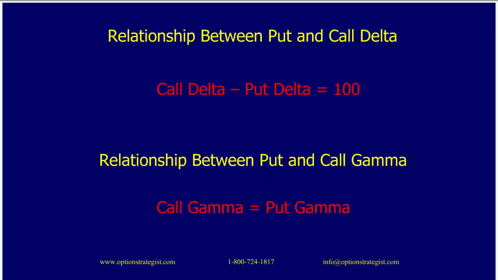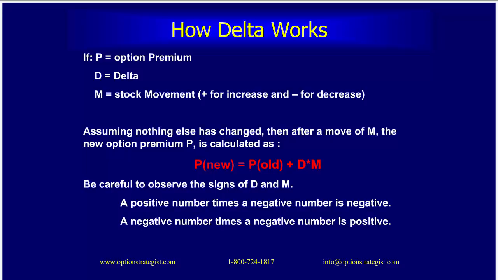All right. Here's the relationship between the put and call delta. The call delta minus the put delta. Now remember, the put delta is negative, so we have minus a minus, has to equal 100. Okay, call delta minus put delta equals 100. And the relationship between the put and call gamma, well, that's very easy. They're equal to each other. Call gamma equals put gamma. Okay?